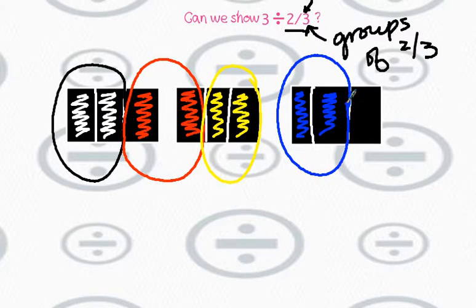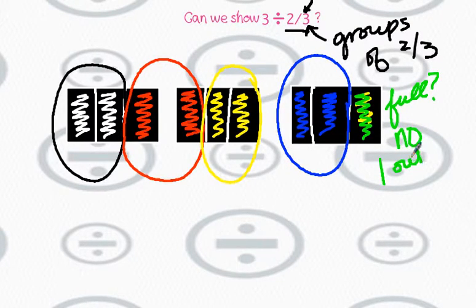That makes another group. Now look at here. In this last piece, now here's where we get even trickier. Whoops, that's supposed to be green. Do I have enough here to make a full group? In this case, the answer is no. I have 1 out of the 2 pieces that I need.